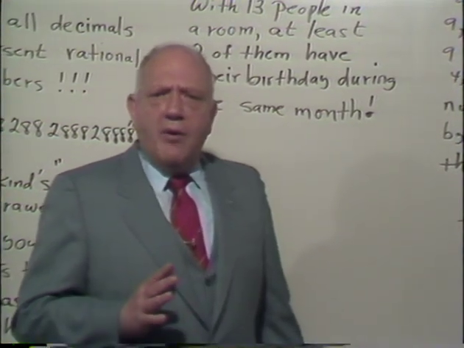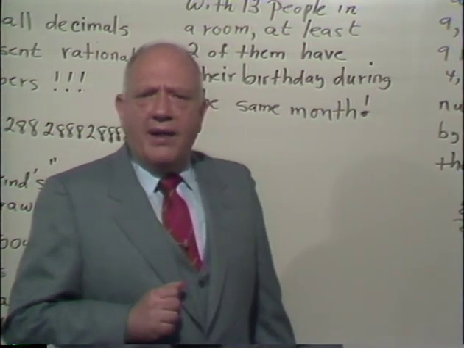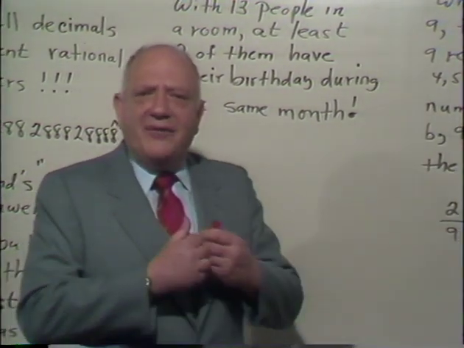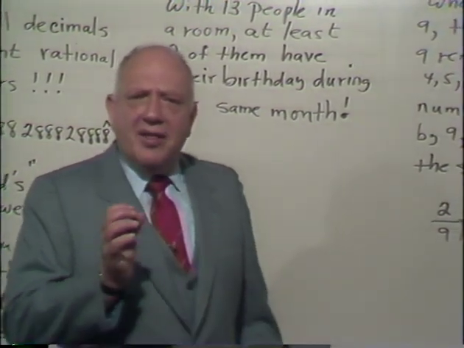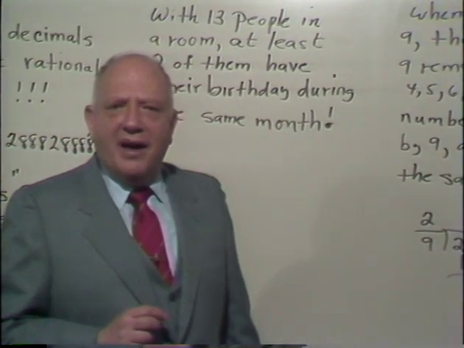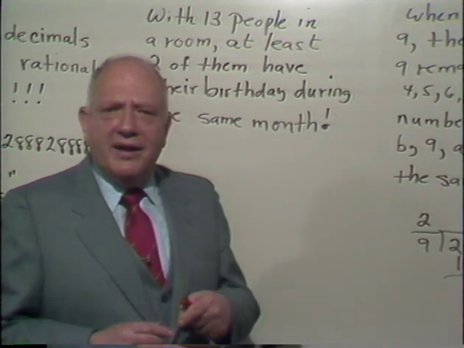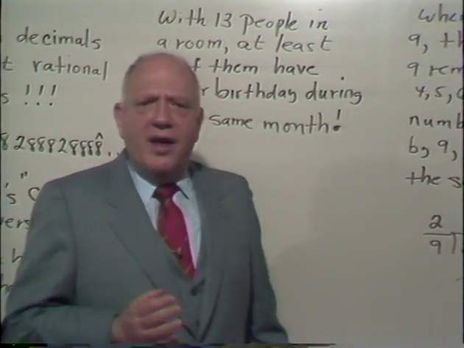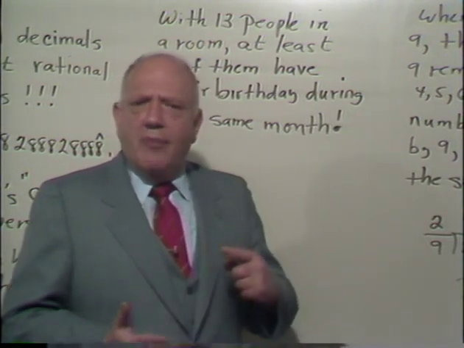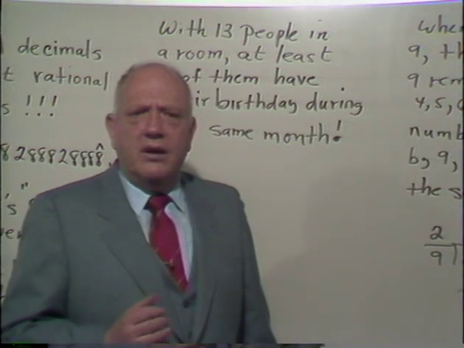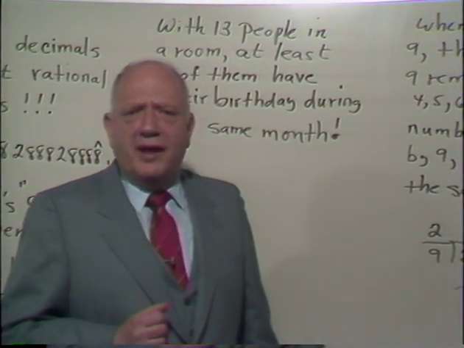Therefore, suppose I were to divide 10 different numbers by 9. Since there are only 9 possible remainders, and I have 10 numbers, obviously someplace along the line, 2 of these numbers have to leave the same remainder. I don't know which one it's going to be. Like when I say with 13 people, 2 of them have their birthday in the same month. I'm not saying it's January. I'm not saying it's February. I'm saying they have them during the same month. By the way, could all 13 have their birthday in the same month?